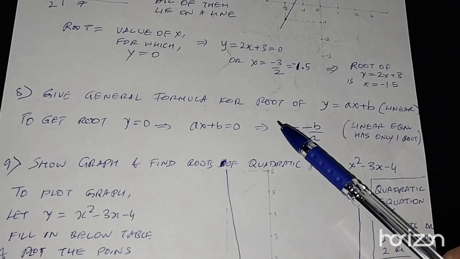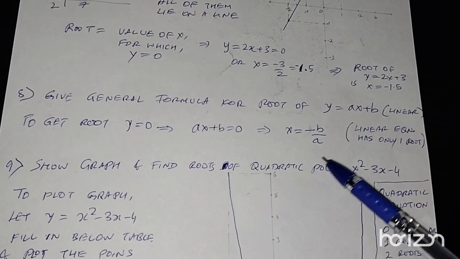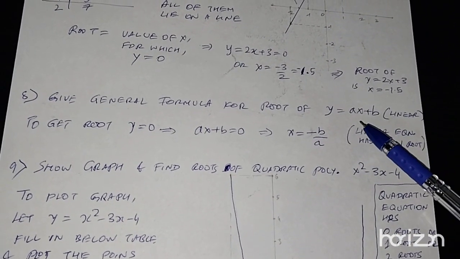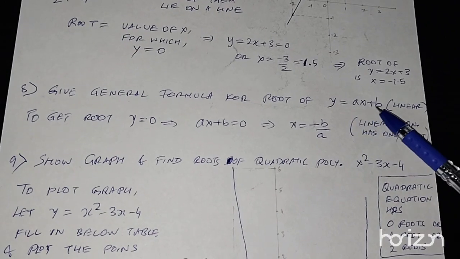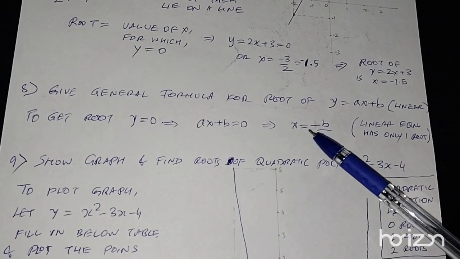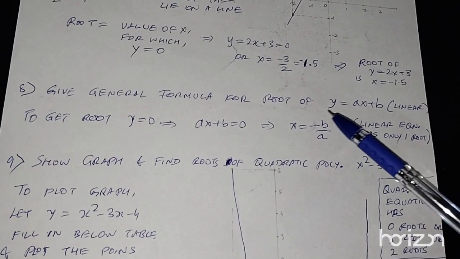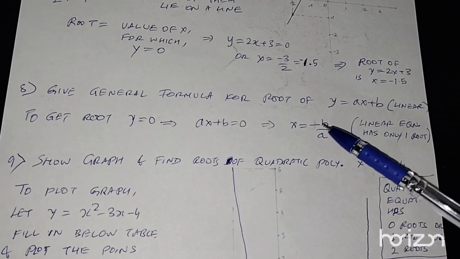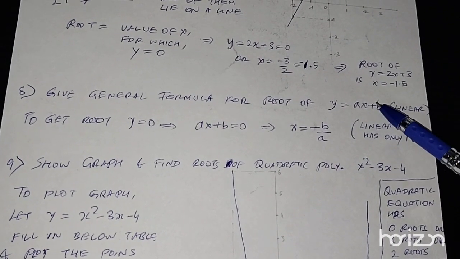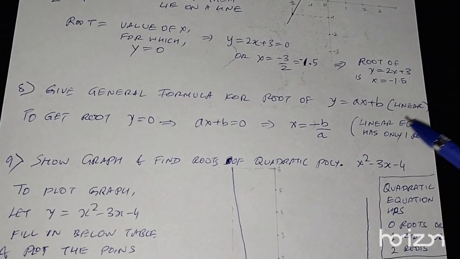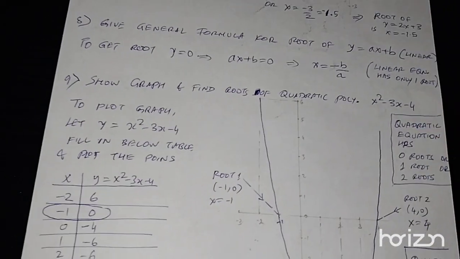So the generic form of the root of a linear equation like y is equal to ax plus b is x is equal to minus b by a. So x is equal to minus b by a is the root of this equation, and a linear equation has only one root. Okay, next question.